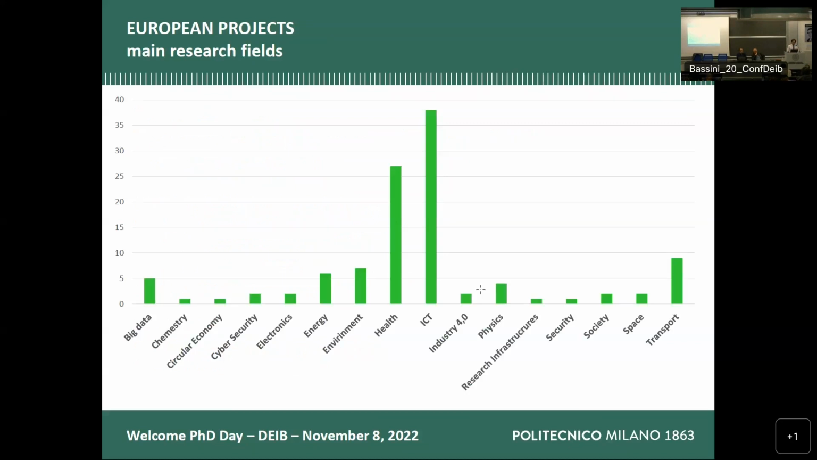These are the main research fields related to European projects. So we are involved in the 129 projects, and these are the main research fields in which we are involved during this framework program Horizon 2020. As you can see, the principal research field in which we are involved is obviously ICT, but we are also involved in health, transport, big data, energy, and others.